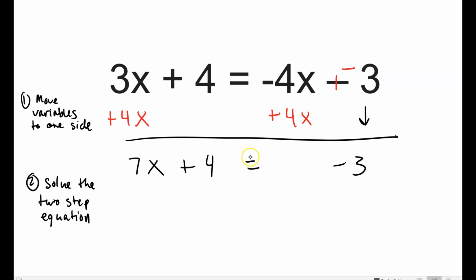And you guys are pros at this, right? You go ahead, you draw your scales of justice. You say, okay, I've got my variable over here on the left-hand side, so that means I want to move my constant, the number not attached to the variable, over to the right-hand side. What's the opposite of adding 4?